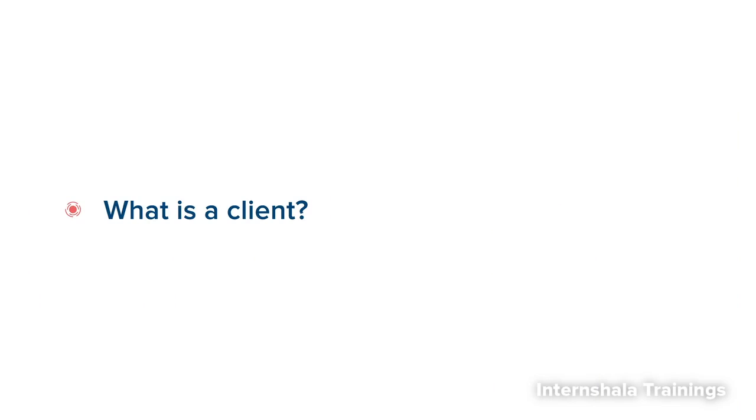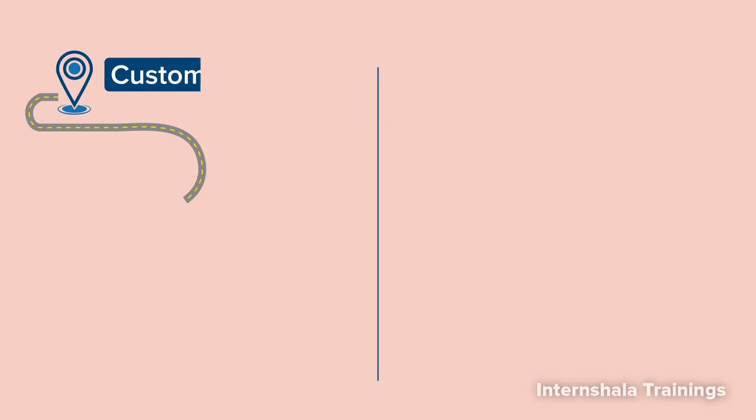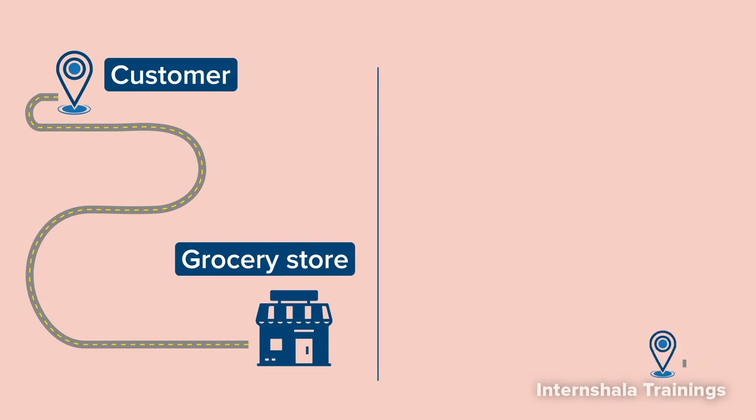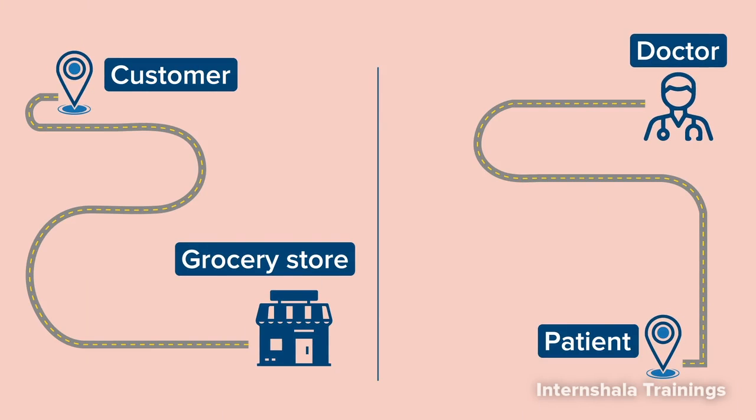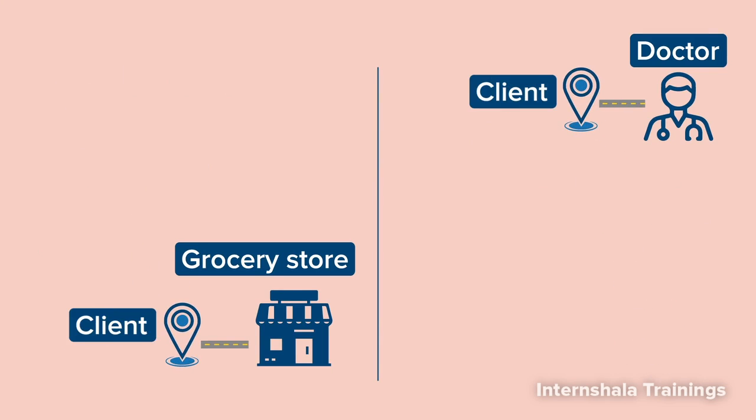Now, let's move to our next term, client. The client is the one who asks and avails services from the server. Like when you go to buy the chocolate, you are the client, and when you go to see a doctor, even then you are the client. Therefore, we can say that clients and servers always exist in pairs.